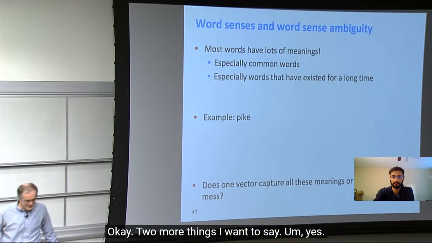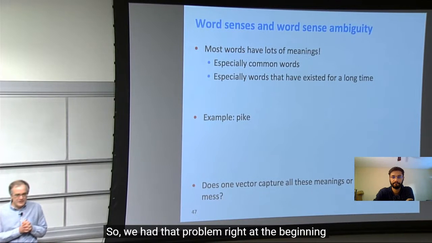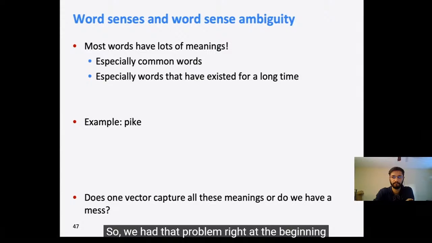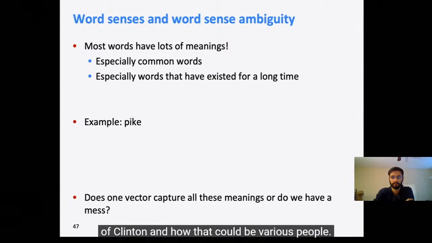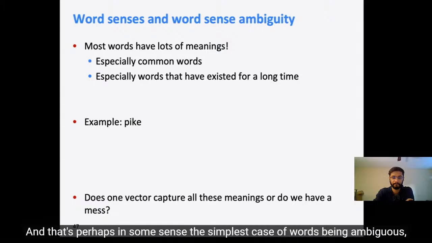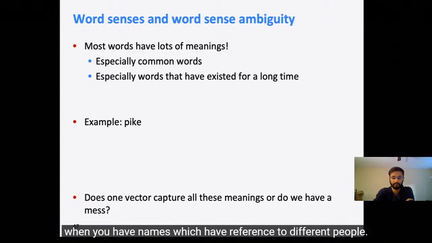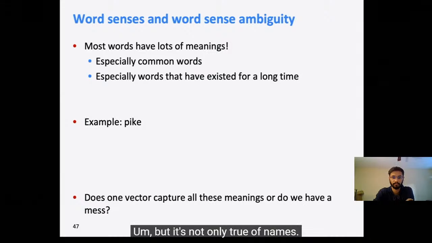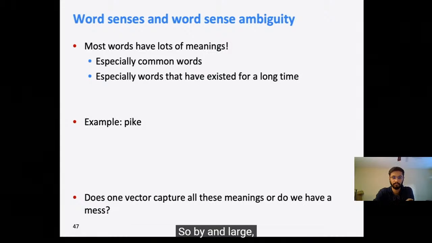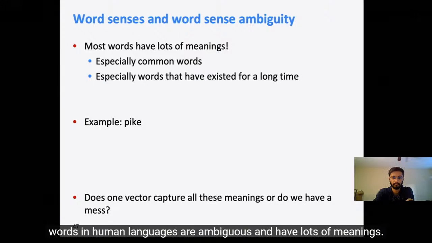Okay, two more things I want to say. We had that problem right at the beginning of Clinton and how that could be various people, and that's perhaps in some sense the simplest case of words being ambiguous when you have names which have reference to different people. But it's not only true of names. By and large, words in human languages are ambiguous and have lots of meanings.